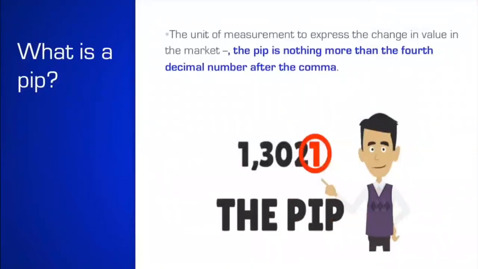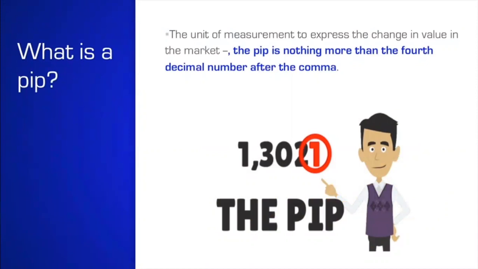So what is a pip? A pip is nothing more than a unit of measurement that expresses the change in the value of the market. In other words, in the same way that you express time in minutes or days or hours, we're expressing the change in the market in pips. If it goes up, it went up a certain number of pips. If it goes down, it went down a certain number of pips.